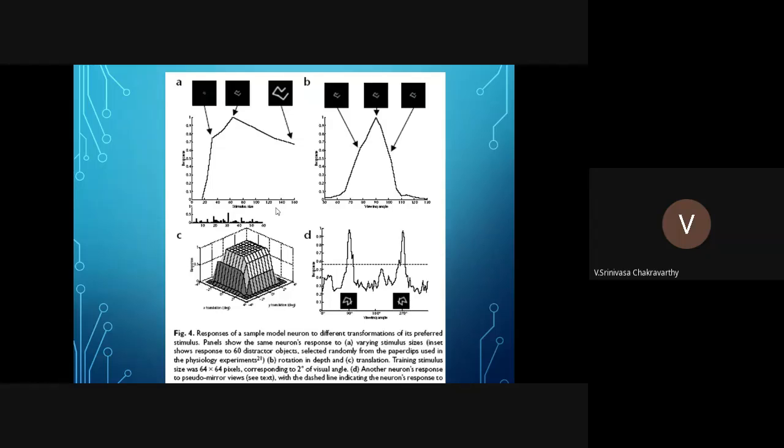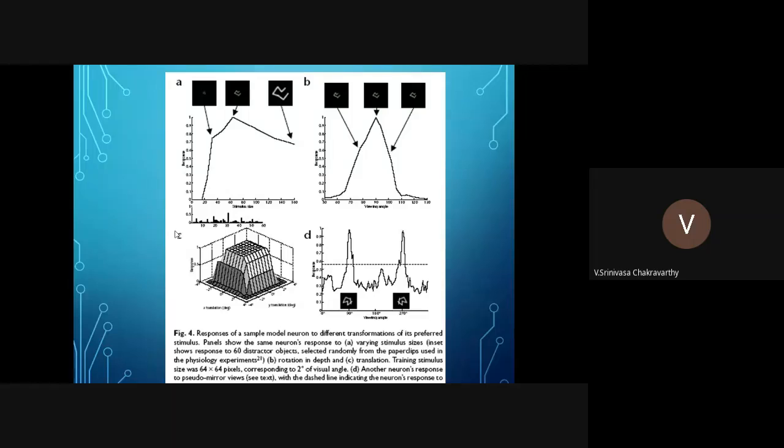So you see in this figure that figure A shows the response of a given neuron, which is tuned to that object, as a function of the scale. And you see that when the scale is too small, it doesn't recognize, therefore the response is too small. But as you increase the scale beyond a threshold, you see that the response is fairly constant. So it is quite scale invariant. From a size of about 30 to 160, the response is fairly flat.